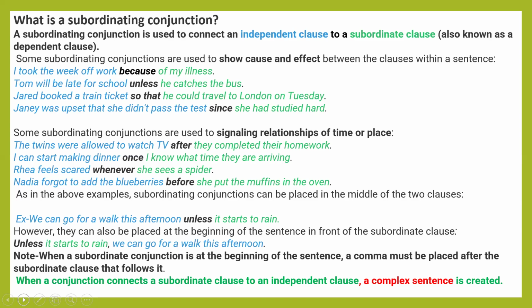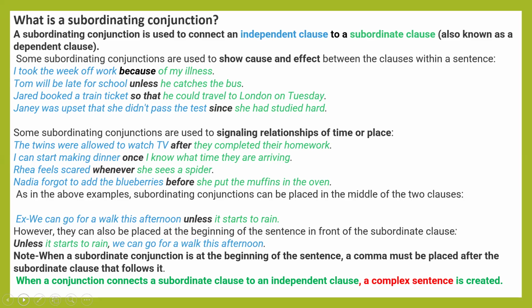A comma must be placed after the subordinate clause that precedes the main clause. So unless it starts to rain, then a comma, then we start the main clause: we can go for a walk this afternoon. So it is a rule of putting a comma. When to use a comma? A comma is used when we are using a subordinating conjunction at the beginning of the sentence with a subordinate clause.